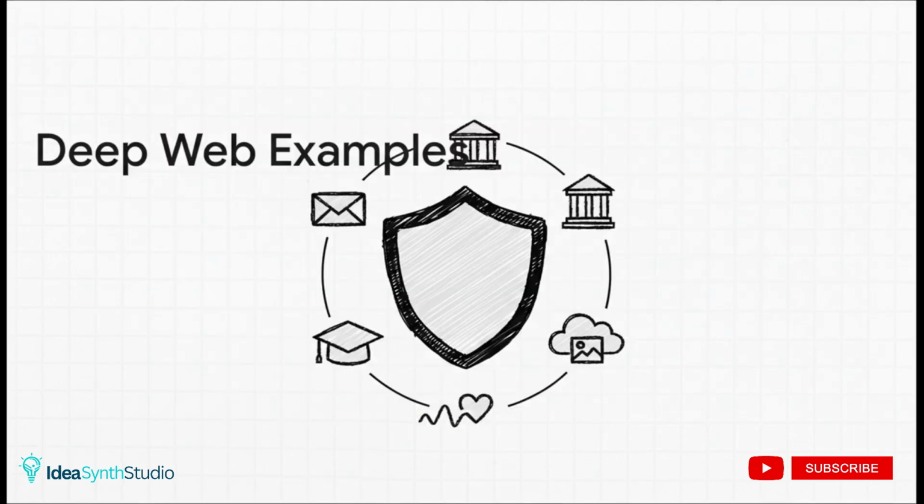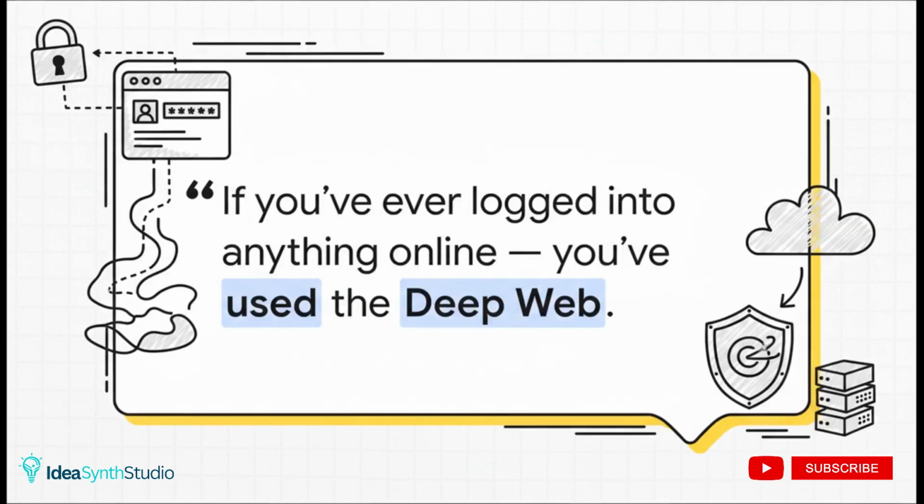And here's why it's so massive. Your email inbox, that's the deep web. Your online banking portal, your school's databases, your cloud drive with all your photos, even your private medical records, all of this is part of the deep web. It's literally built for your security. Probably the simplest way to think about it is this. If you have ever logged into anything online, then congratulations, you've used the deep web. It's not some shadowy place. It's the huge, protected part of the internet that keeps our personal information safe.